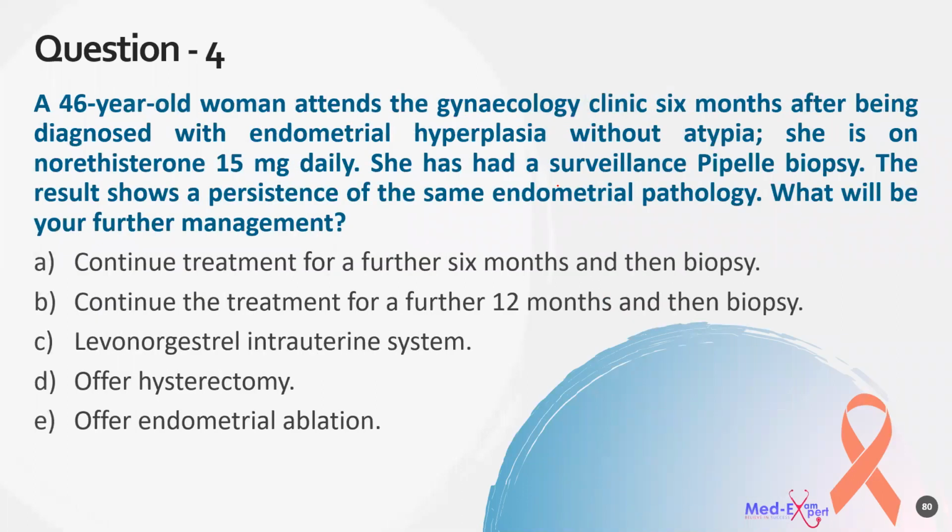A 46-year-old woman attends the gynecology clinic 6 months after being diagnosed with endometrial hyperplasia without atypia. She is on norethindrone 15 milligrams daily. She has had a surveillance pipelle biopsy. The result shows a persistence of the same endometrial pathology. What will be your further management? D, hysterectomy. Final answer? A.